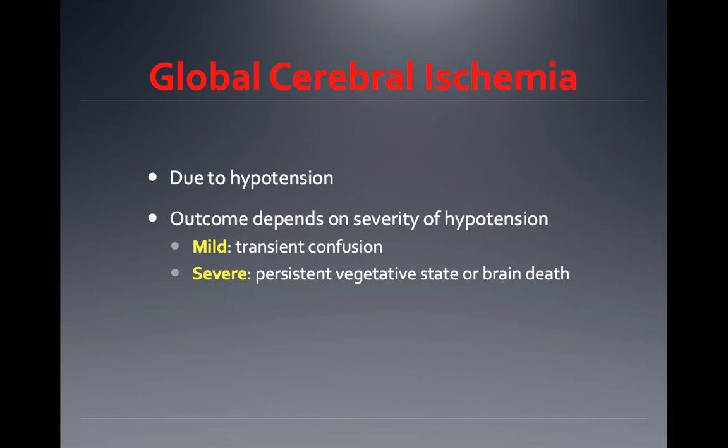Now you have also what's called global cerebral ischemia, and this is due to hypotension, so low blood pressure instead of high. And the outcome depends on how bad that hypotension is. So you can have mild to severe problems from this. Mild, the person might have transient confusion, don't really know where they're at for a while, but everything comes back again, and that's when blood pressure goes back up again. Then blood is flowing and everything is okay. Severe, they could have so much brain damage that basically they're brain dead, and so they're in a persistent vegetative state.